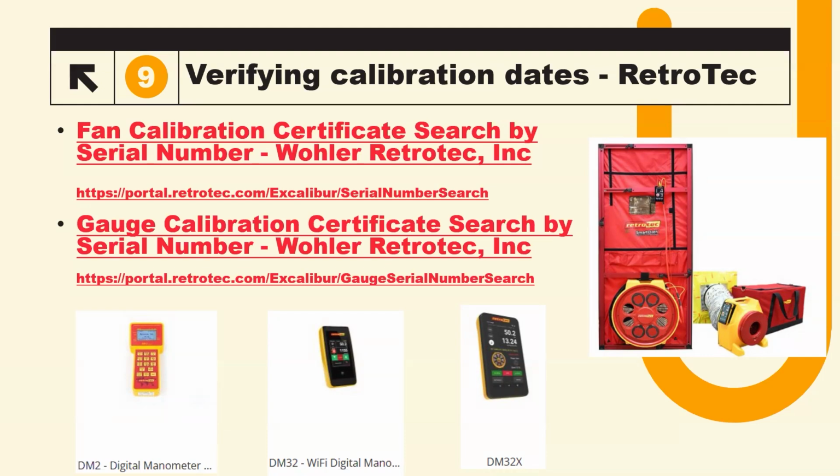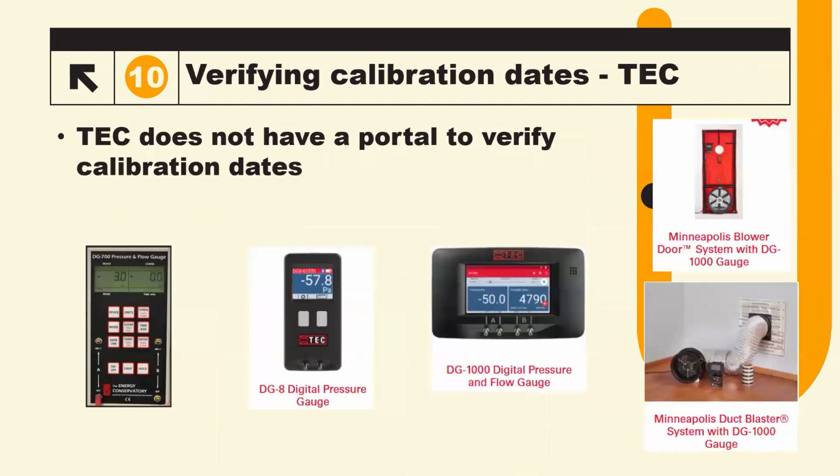They put a portal link for the fans and the gauges where if you just have the serial number, you type it in and it tells you the last time it saw the factory calibration done. And so these are their two portal sites that you can go to and put that in for either fan and/or gauges. That's easily done, and even a code official could go on Retrotech's website and verify that if they needed to.